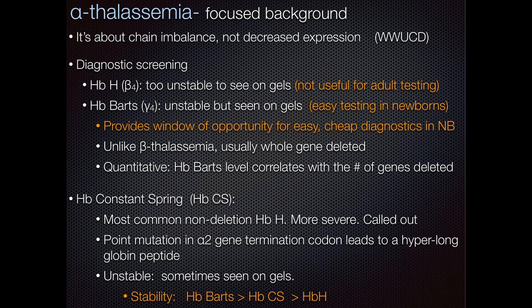In terms of screening, hemoglobin H is made out of a tetramer of the adult hemoglobin. This is too unstable to be seen on gels, and so it's not useful for adult testing. In contrast, in the newborn period, hemoglobin Barts, a tetramer of the gamma chain, is unstable, but it's still stable enough to be seen on gels. So it provides an easy test to newborns, thus providing a window of opportunity in the newborn period for an easy, cheap diagnostic test.